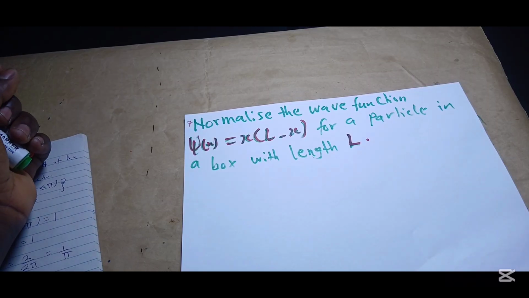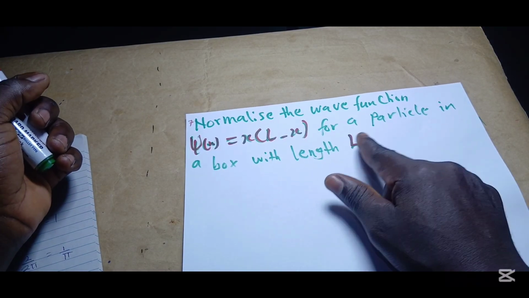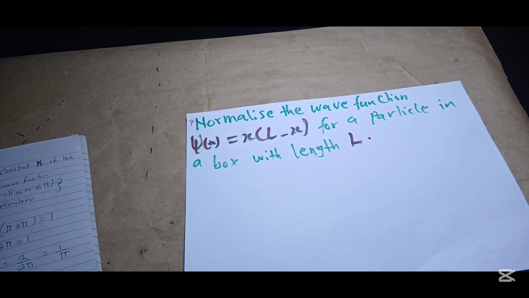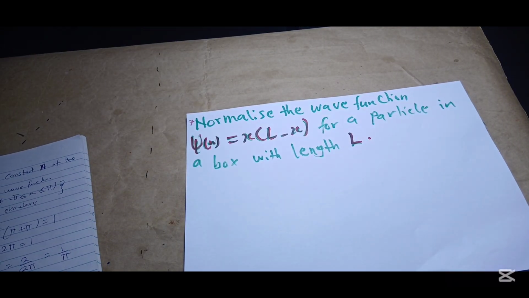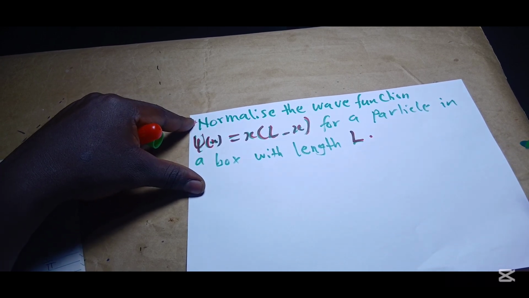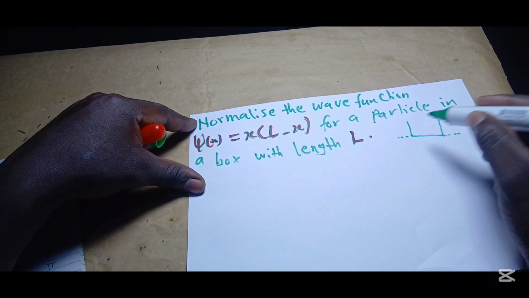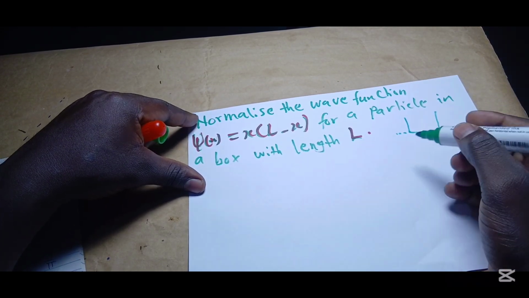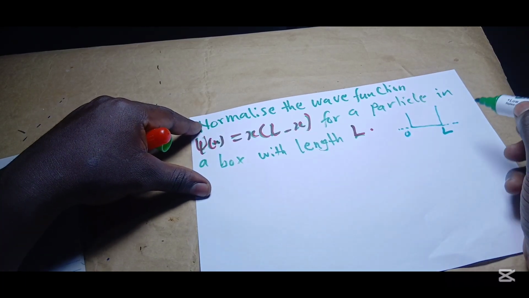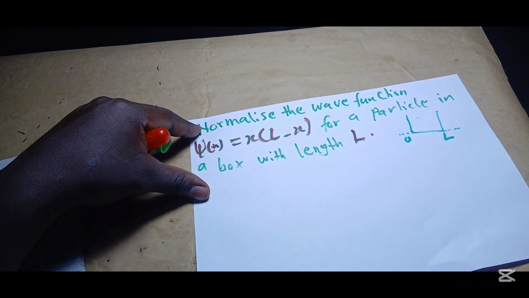Normalize the wave function psi of x equal x into bracket L minus x for a particle in a box with length L. We are looking at the 100% probability of finding a particle in a box of length L. For a box of length L, we know that the probability of finding the particle outside the box is going to be 0%.